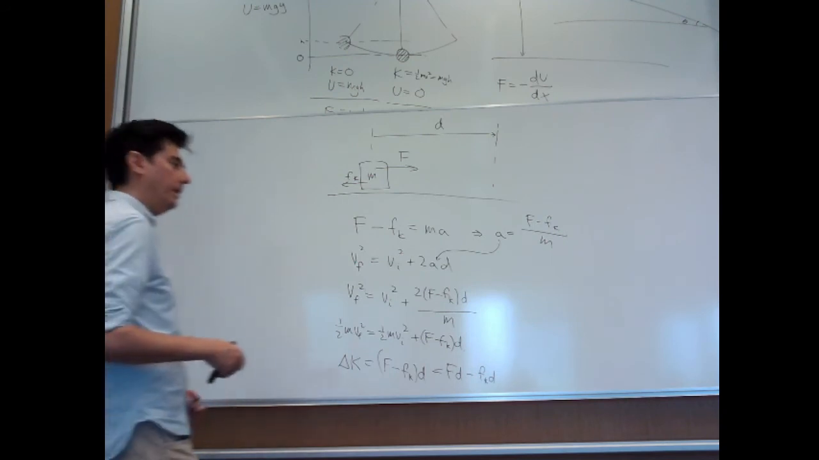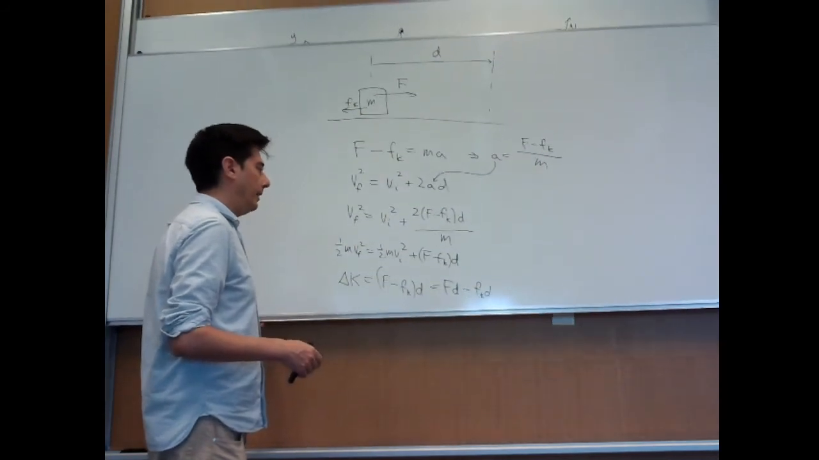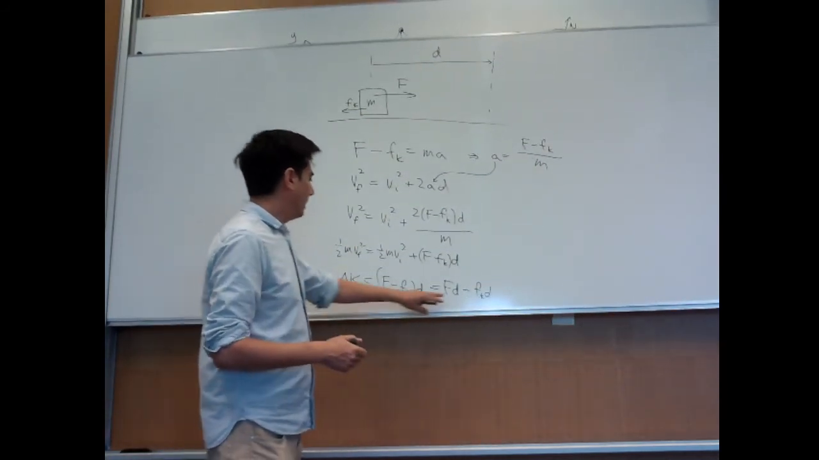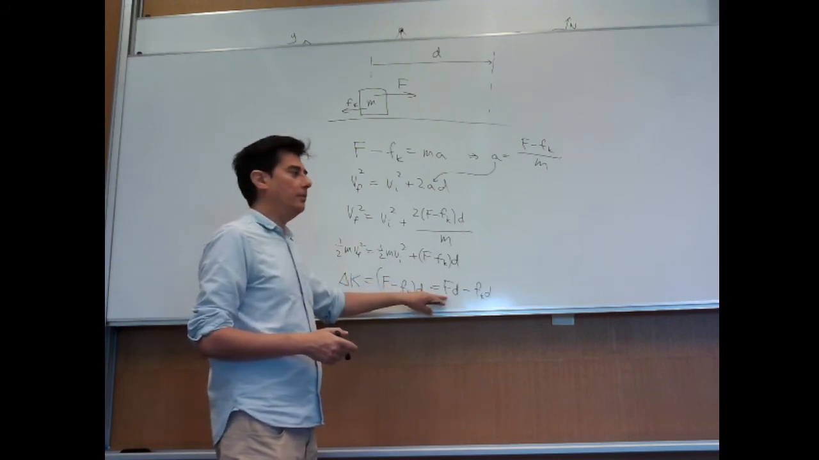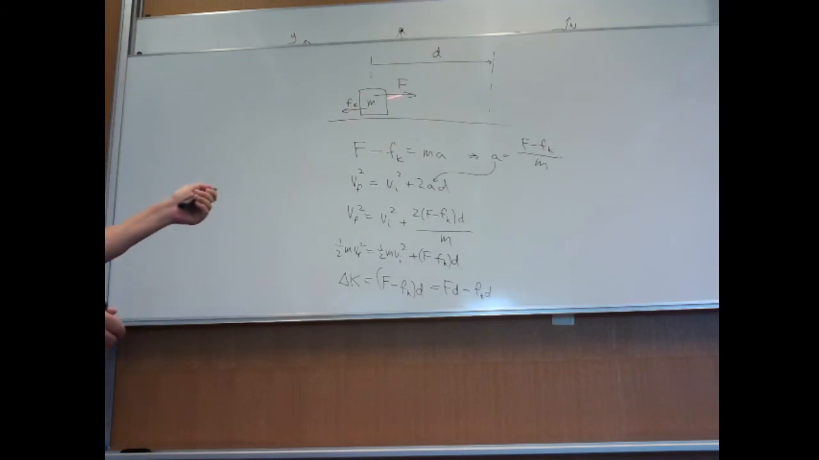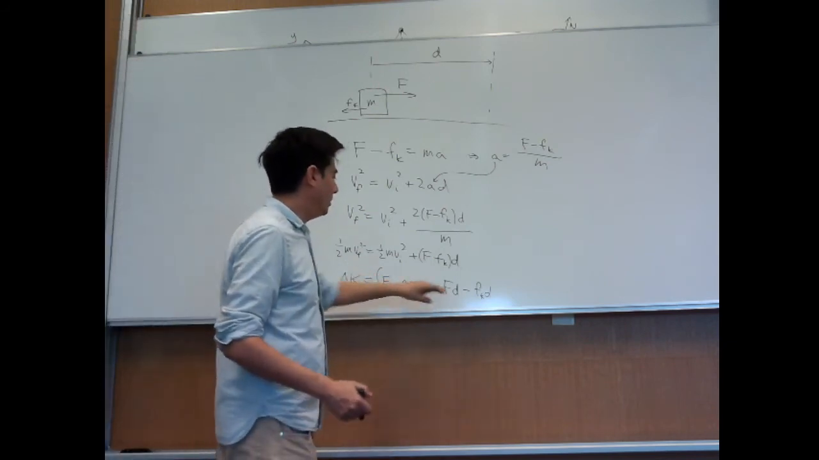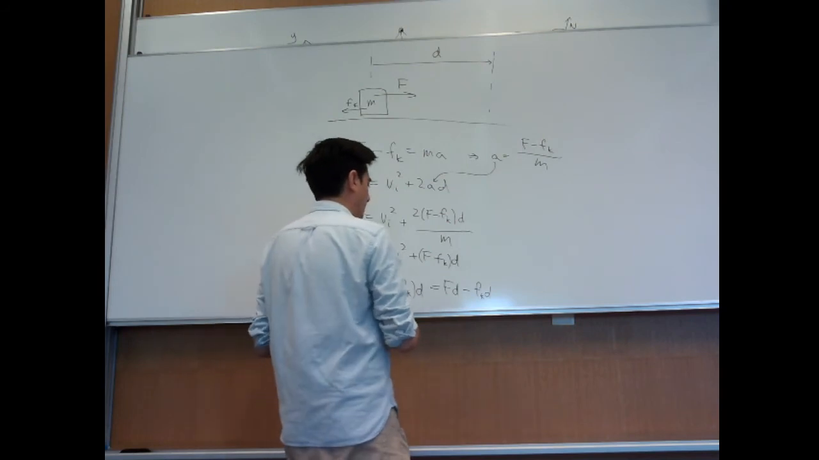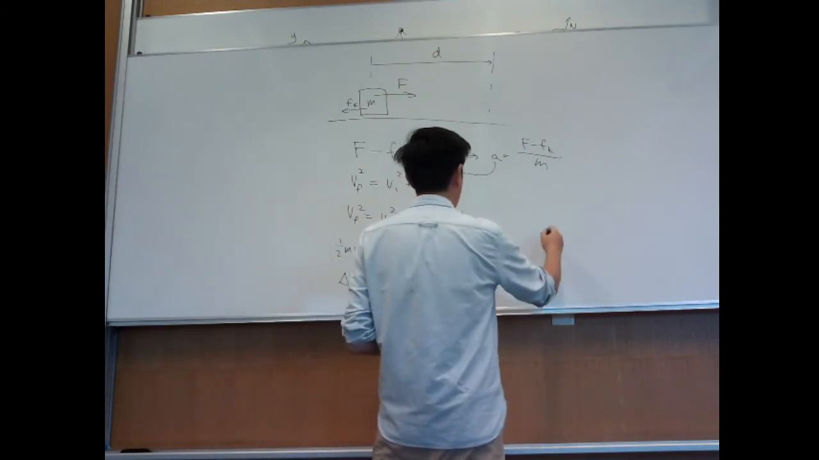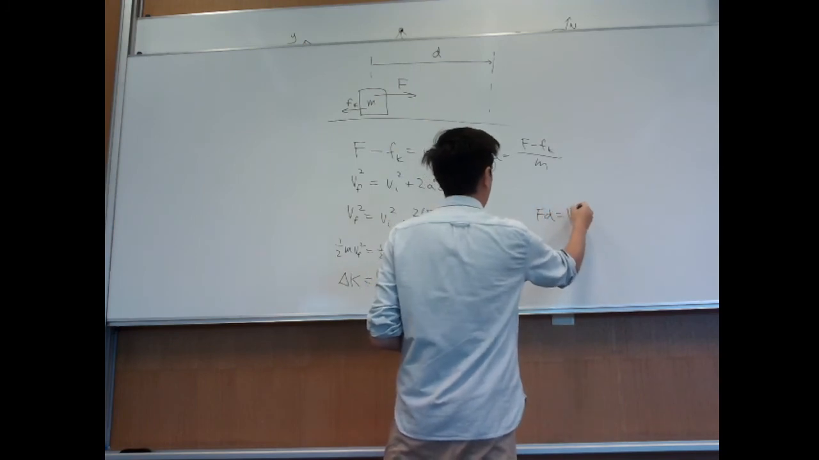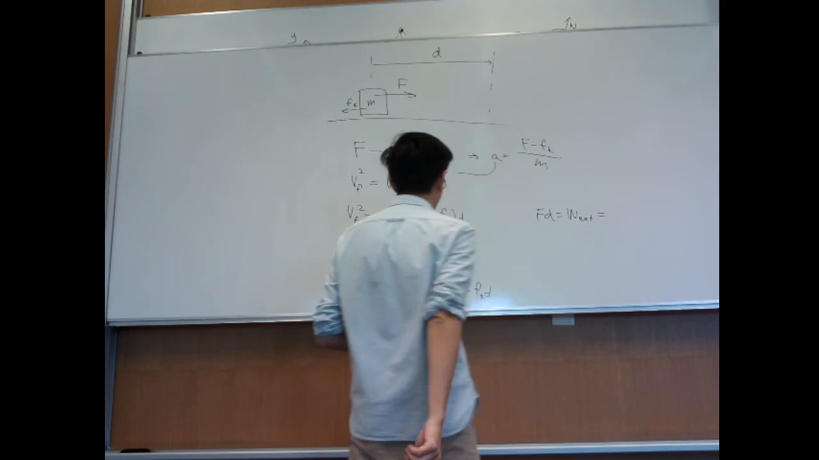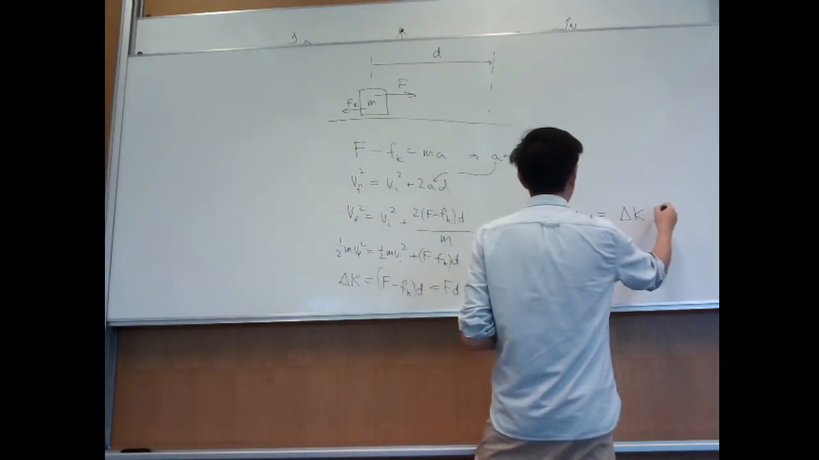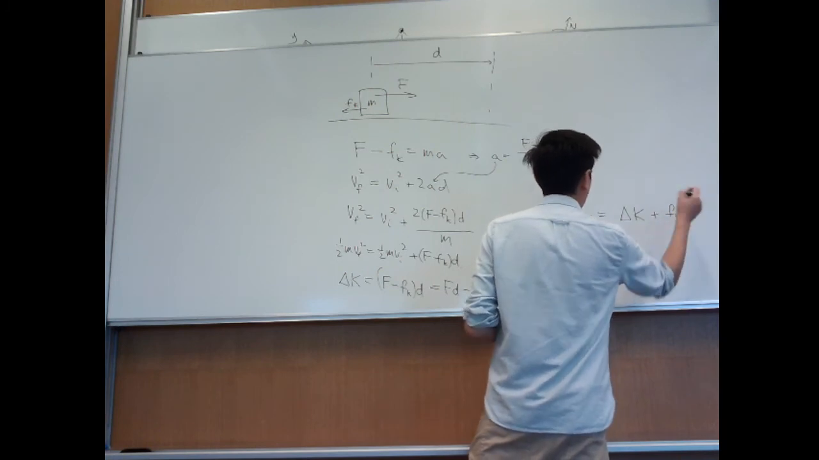And so we can associate a couple of different values to this. So this thing is the work that you did, right? So you were the one that was pulling this thing. You could feel that frictional force there. And so this is the work that you did, in other words, the external force, right? So we can rearrange this thing. So Fd, which is the external work, is going to be equal to the change in kinetic energy plus Fk d.